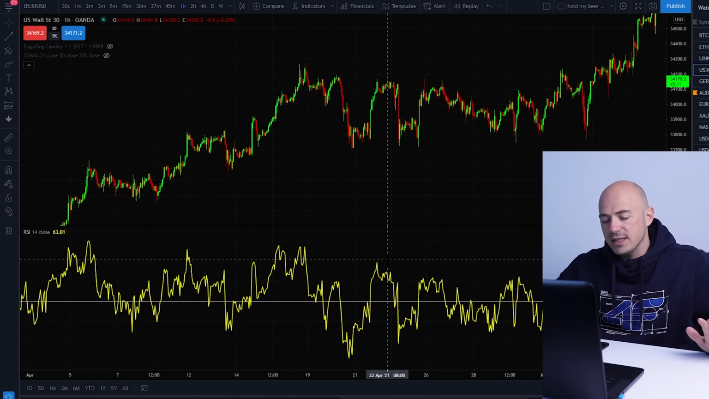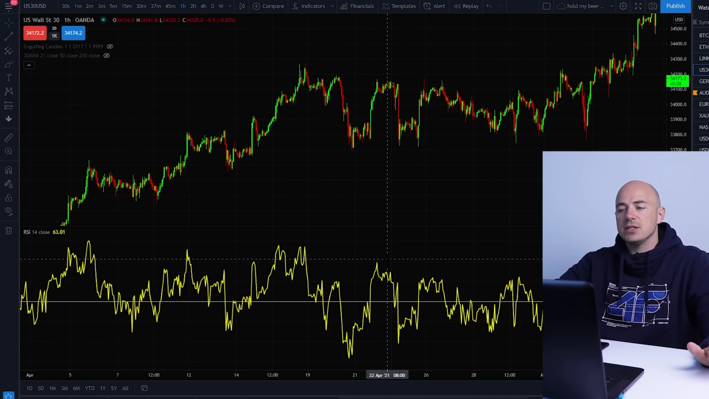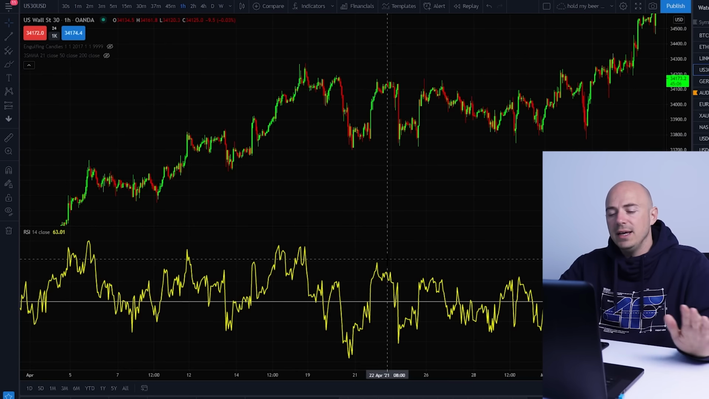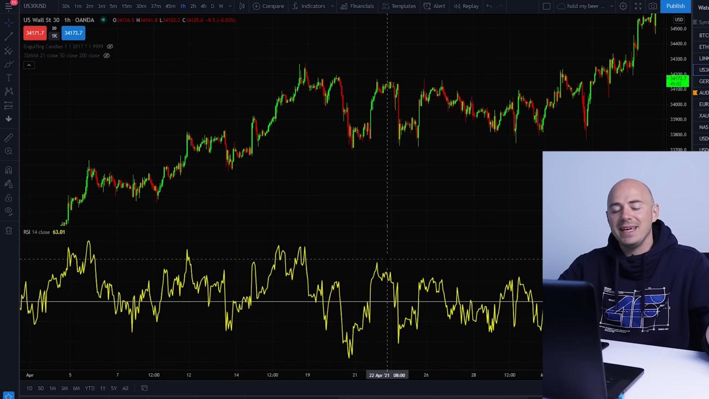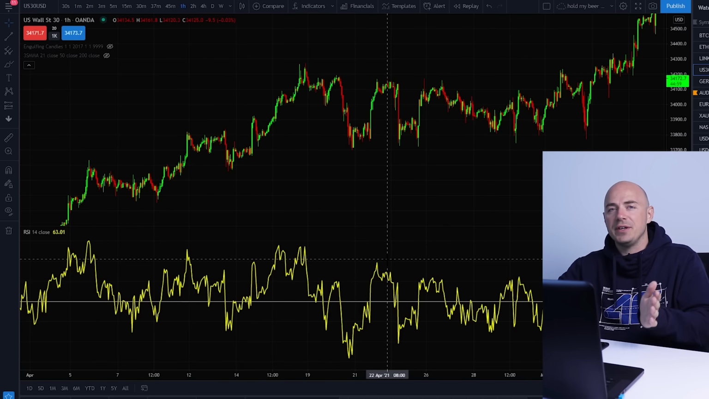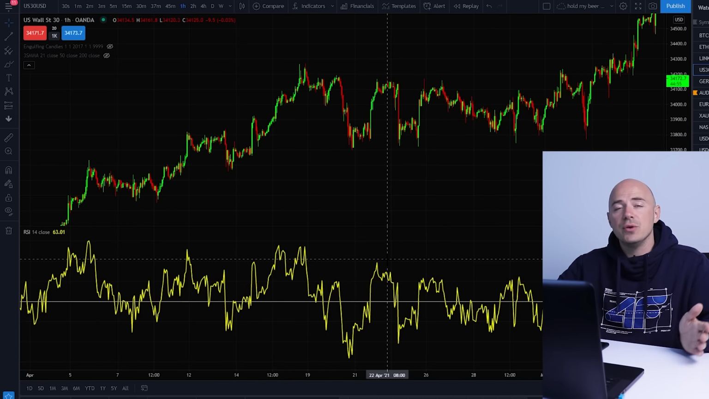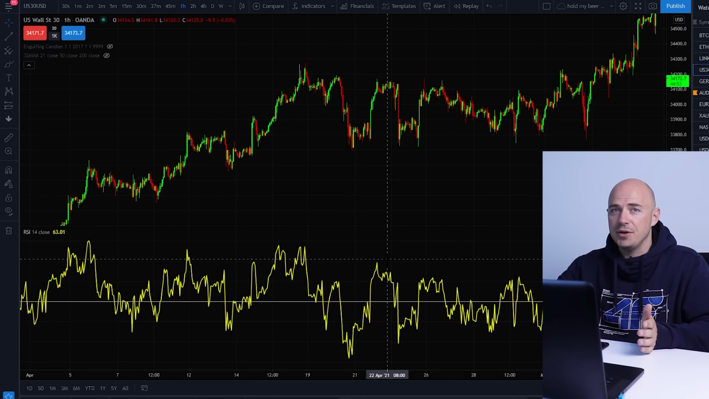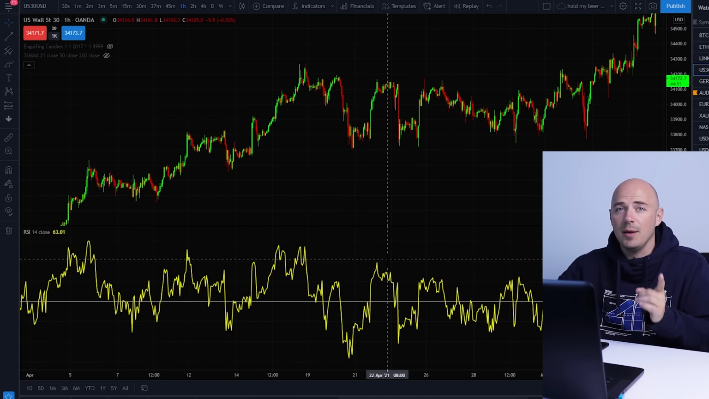The reason we're doing it this way is because looking at the market as overbought or oversold is the wrong way to trade the RSI. The RSI is a momentum indicator. It is showing momentum in a specific direction. Likewise, it also shows a loss of momentum in a certain direction, and that's where the divergences come into effect.